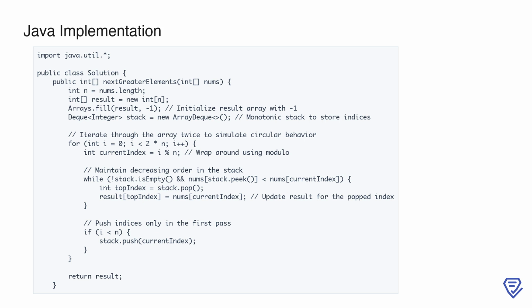Next, we declare a stack using the Deque interface, which will help us maintain indices in a monotonic decreasing order. This stack will be central to efficiently finding the next greater element. The for loop iterates over the array twice. This is done to simulate the circular behavior of the array. Within the loop, we use the modulo operator to calculate the current index, which wraps around when the loop exceeds the first n elements. This ensures we can treat the array as if it were circular.